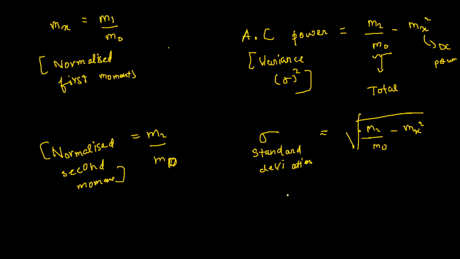Right. So mx is used to denote delay in a signal, while sigma denotes duration or spread of a signal.